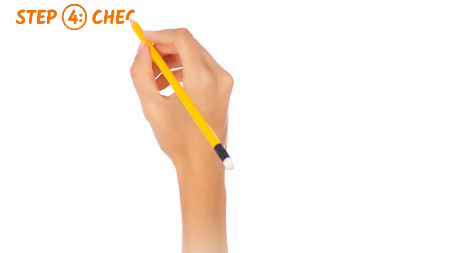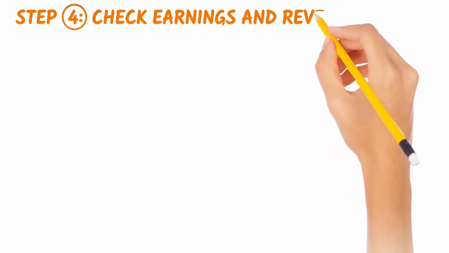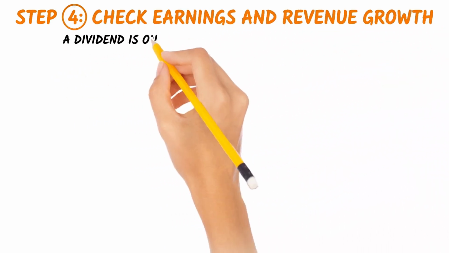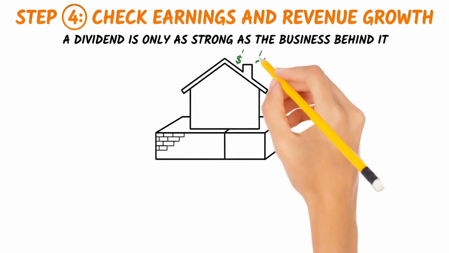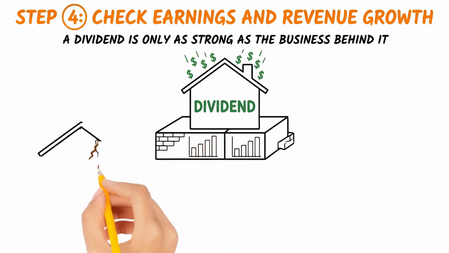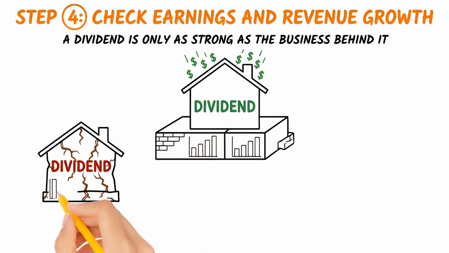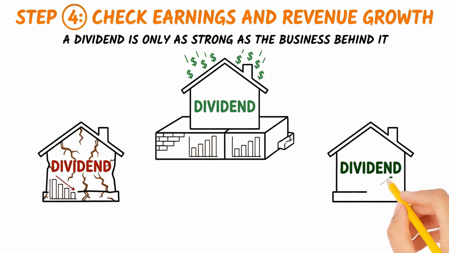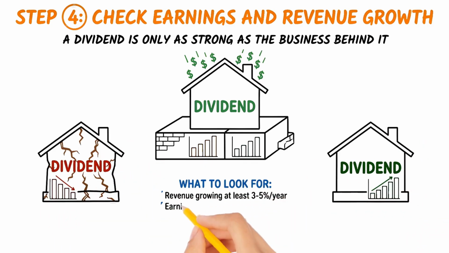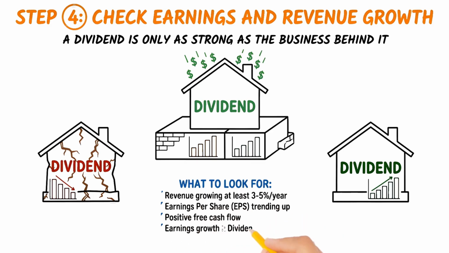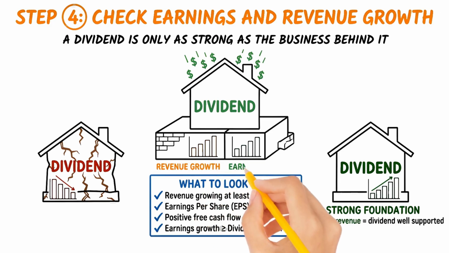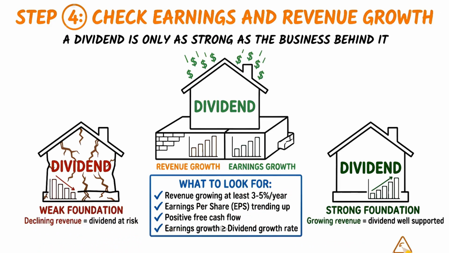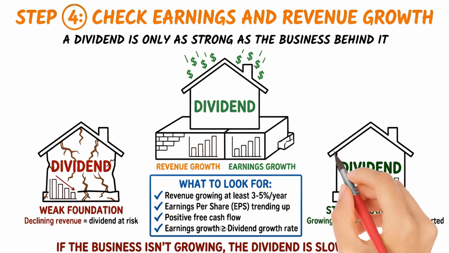Step 4. Check earnings and revenue growth. Here's a fundamental truth. A dividend is only as strong as the business behind it. You can't pay shareholders money the business isn't generating. Think of the company's revenue and earnings growth as the foundation of a house, and the dividend as the structure built on top. A strong, growing foundation supports a growing dividend. A cracking, shrinking foundation threatens the entire structure.